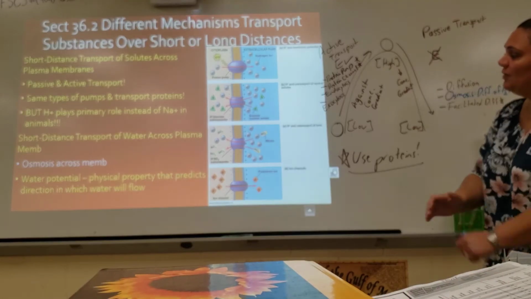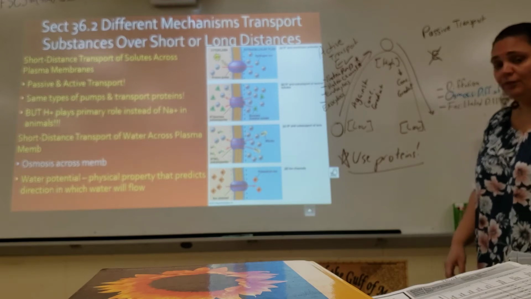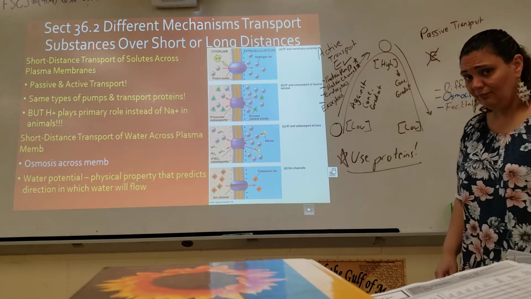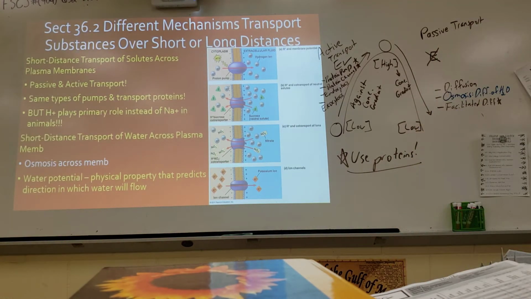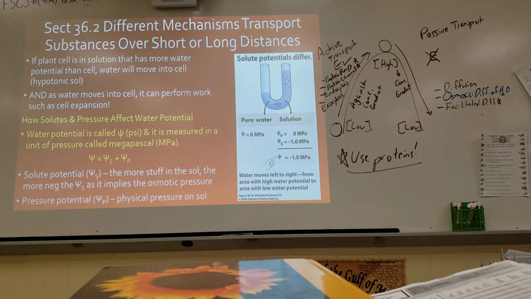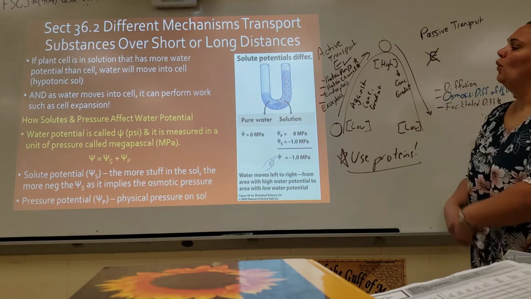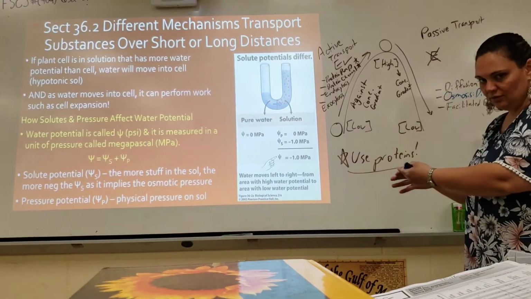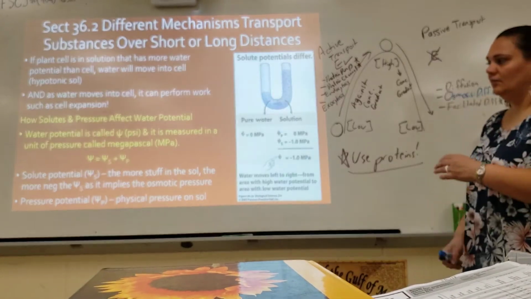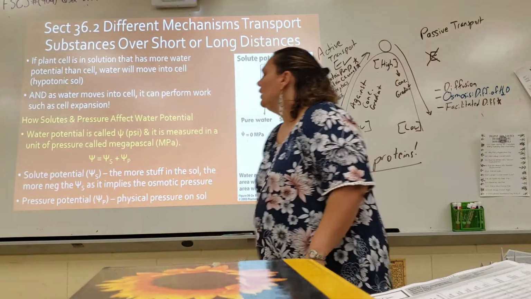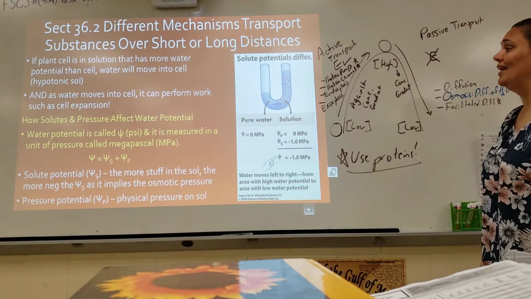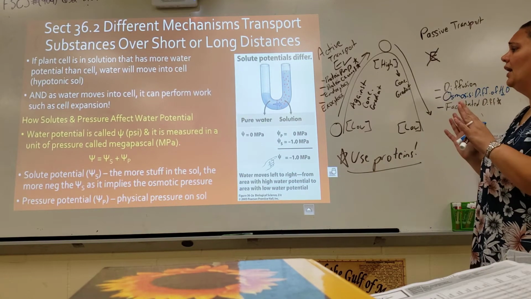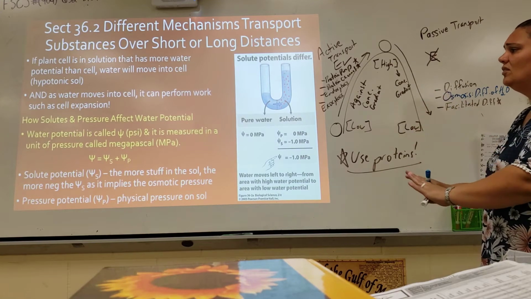Water potential, physical properties that predict the direction in which water will flow. You remember our three little beakers with hyper, hypo, iso? It's coming back. It's like stuff in Bio 1 comes back. Okay, so the reason behind the why of hypo, hyper, and iso is water potential. It's called psi. That little funky figure right there is called psi. It's measured in a unit of pressure known as megapascals. All right. I'm not asking you to know that formula. Just know that it deals with water potential.